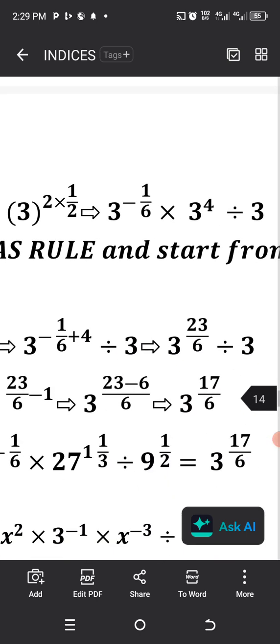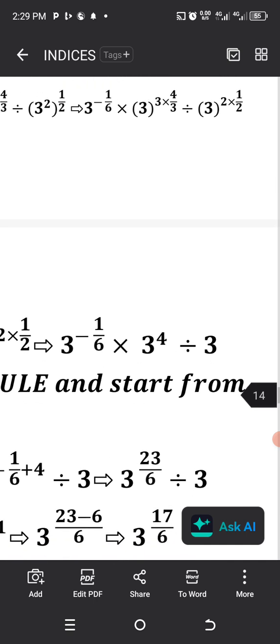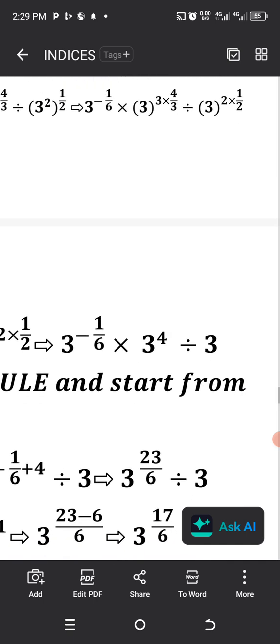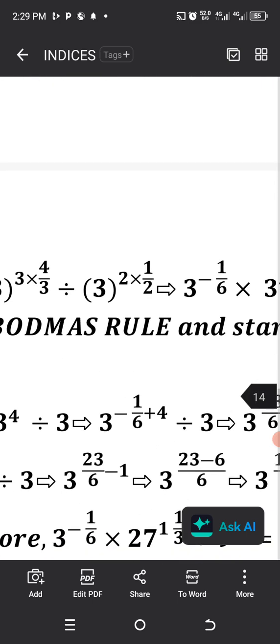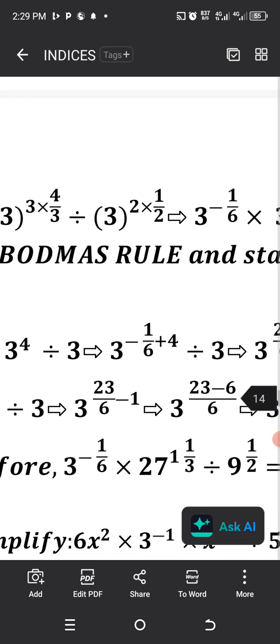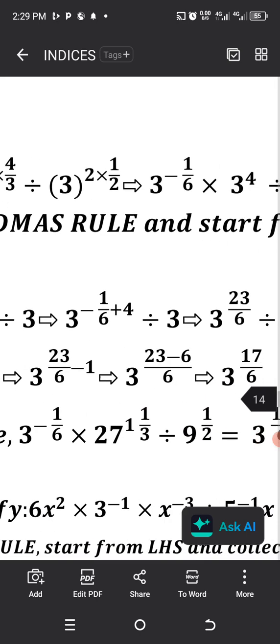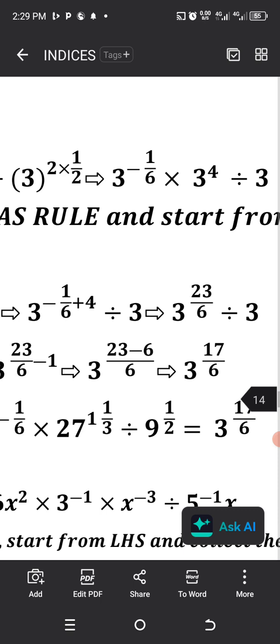So with that, we can simplify. If you solve it mathematically, we are now left with 3 raised to power minus 1 over 6 multiplied by 3 raised to power 4 divided by 3. I told you anything raised to power 1, we still retain that digit or value. So now applying BODMAS rule, start from the left hand side. Actually you can just apply it directly. Wherever you see multiplication you add, and whenever you see division you subtract.